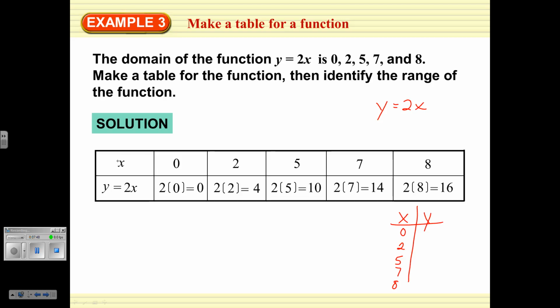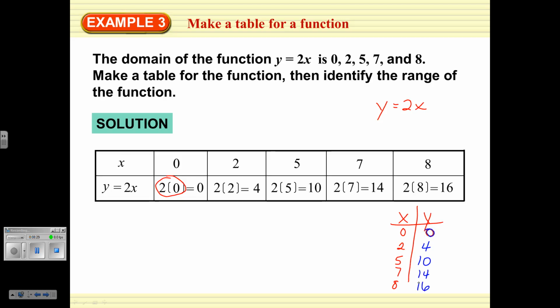And all you do is simply plug in each value of x and find the values of y. So for example, when x is 0, 2 times 0, because the function is y equals 2x, 2 times 0 is 0. So when x is 0, y is also 0. I'm going to do these in a different color. When x is 2, we plug that in. 2 times 2 is 4. When x is 5, we plug that in. 2 times 5 is 10. 7 times 2 is 14. And 8 times 2 is 16.